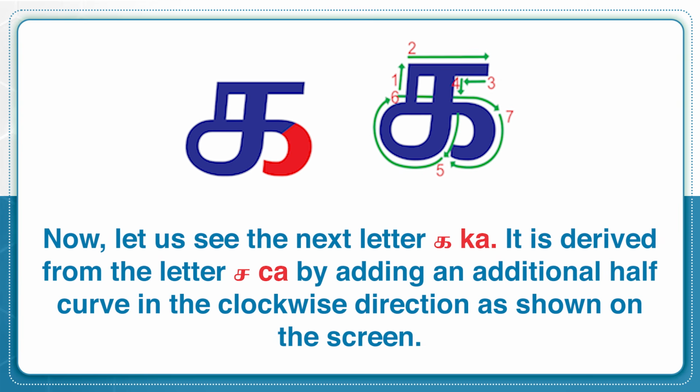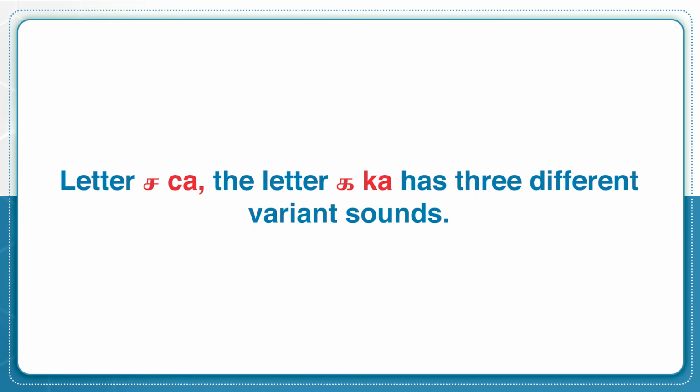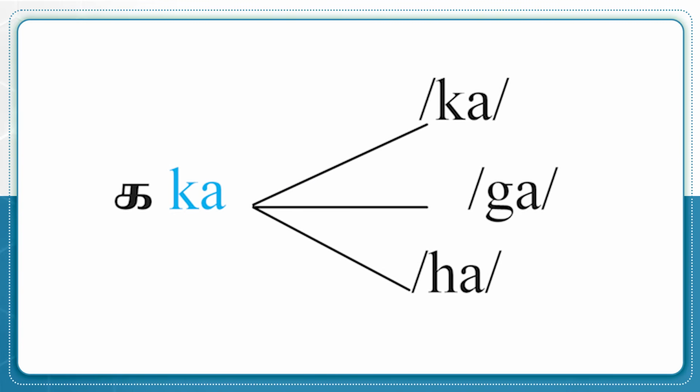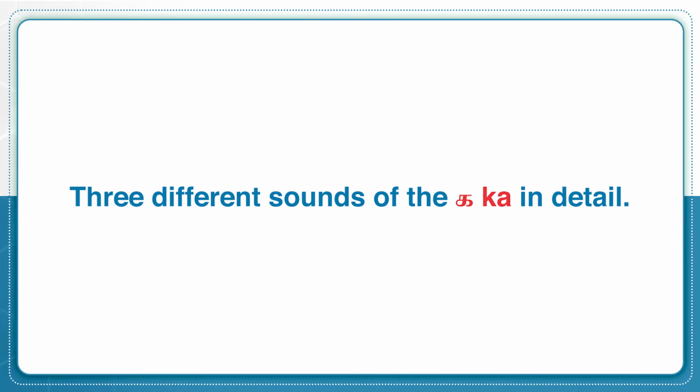Now, let us see the next letter ka. It is derived from the letter sa by adding an additional half cow in the clockwise direction as shown on the screen. Similar to the letter sa, the letter ka has three different variant sounds. Those sounds are ka, ga, ha. Now, let us see the three different sounds of the letter ka in detail.